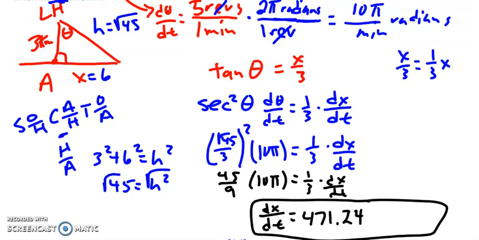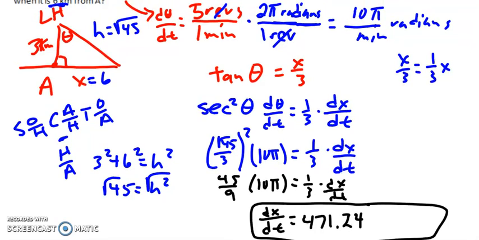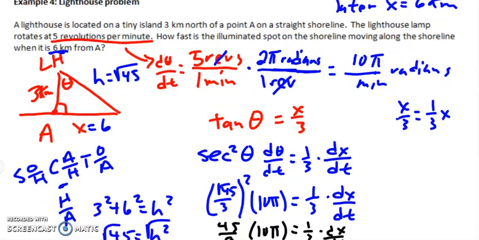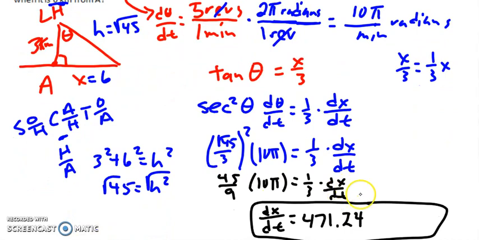471.24. But again, how are we going to label this? Let's look back at our problem here. So this is our distance over time, right? So dx dt, our distance is measured in kilometers, our time is in minutes. Okay, and this concludes problem number 4.